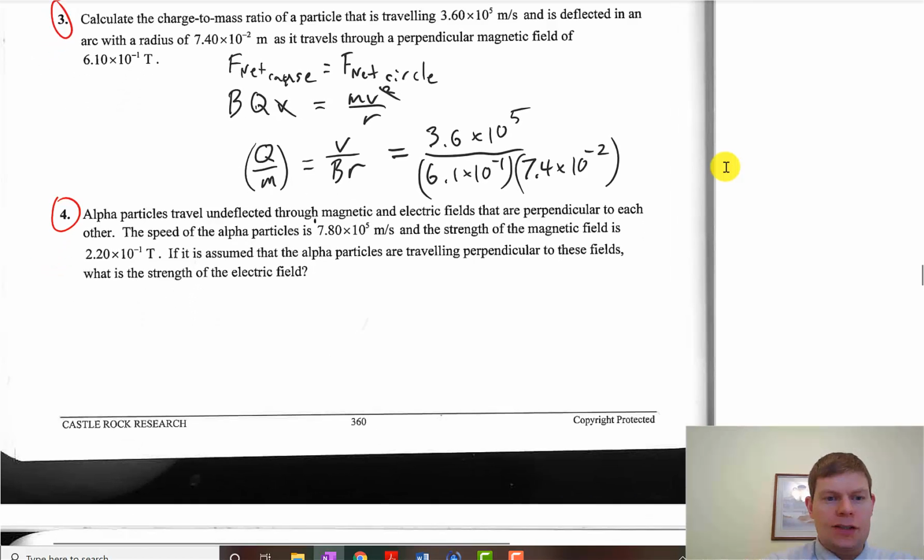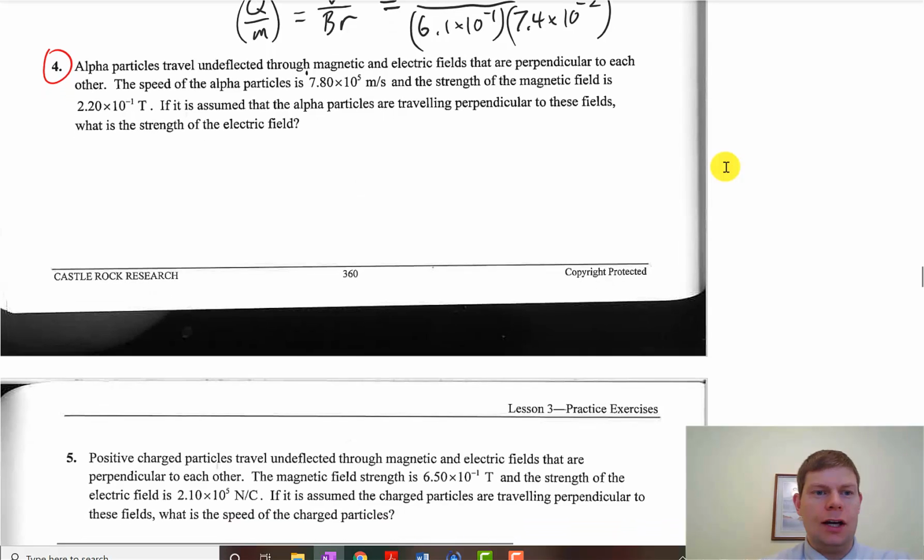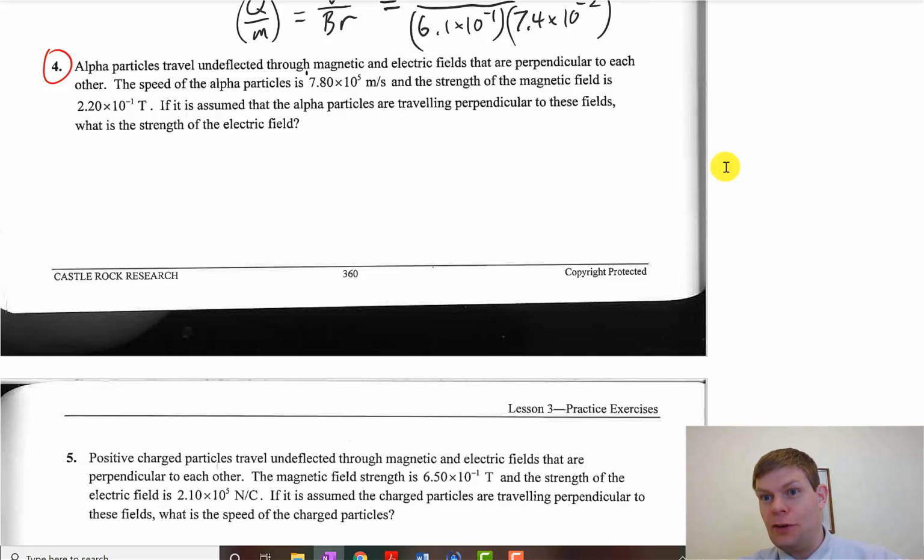All right, next guy. You've got alpha particles again, undeflected through magnetic and electric fields that are perpendicular to each other. That sounds like the velocity selector part of the mass spectrometer to me. So let's give it a shot. We've got their speed, and we are looking for the strength of the electric field. So let's set it up again.